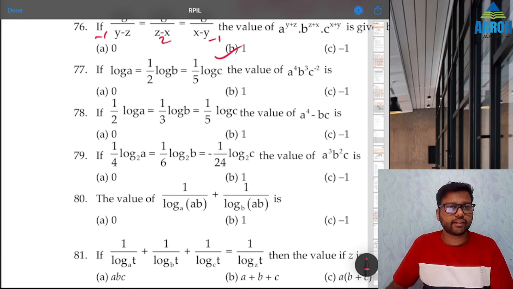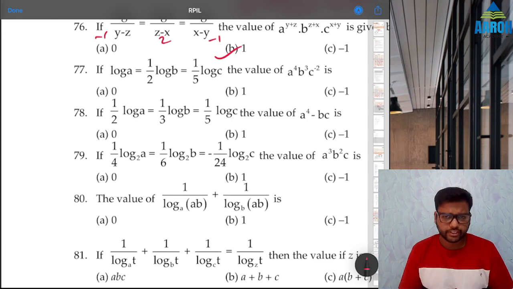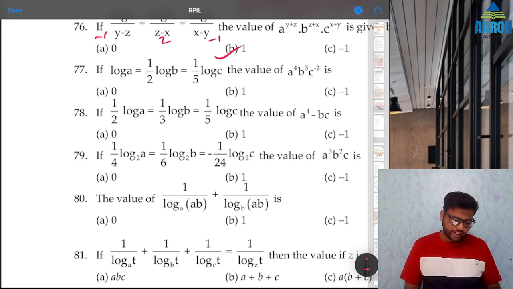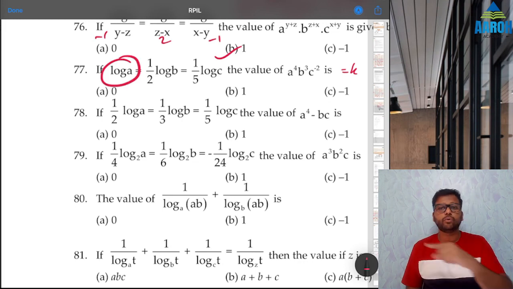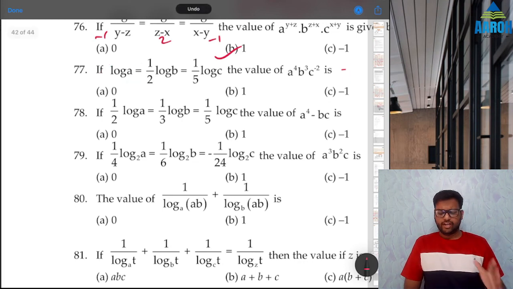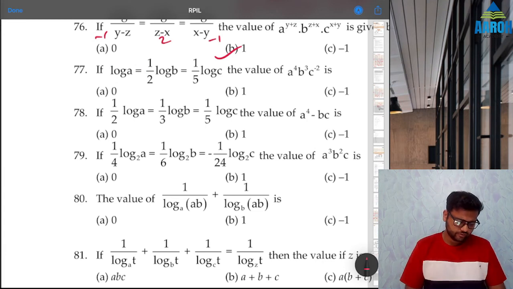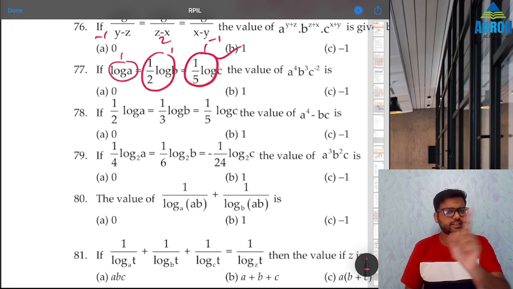Yeah, as I was saying, it might be difficult. So if you want, you can assume everything as k, rearrange and solve. Because log a is k, that means a is equal to 10 raised to k, and so on. Or else, let's put some numbers. Let's try so that everything is equal to 1. This is 1, this is 1, this is 1.